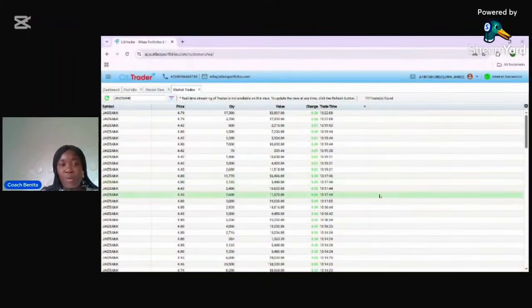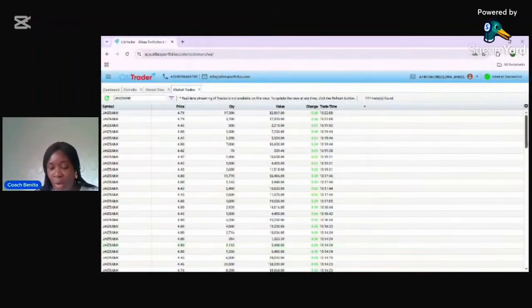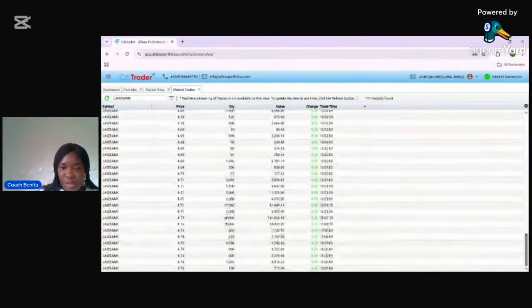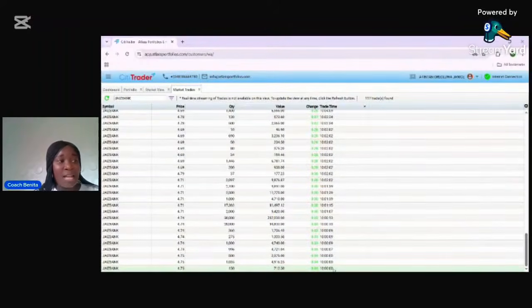So this is how much people have bought today. Let me scroll down. What happened immediately the market opened? Let's see. So this was when the market opened at 10 a.m. Can you see how people were already waiting for the market to open at 10 a.m.?